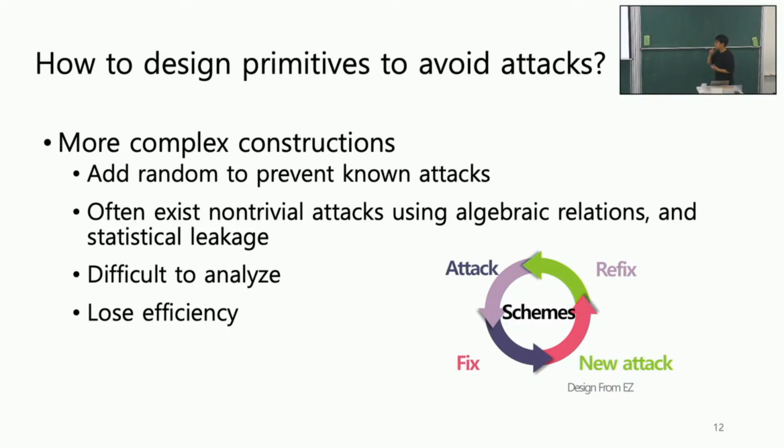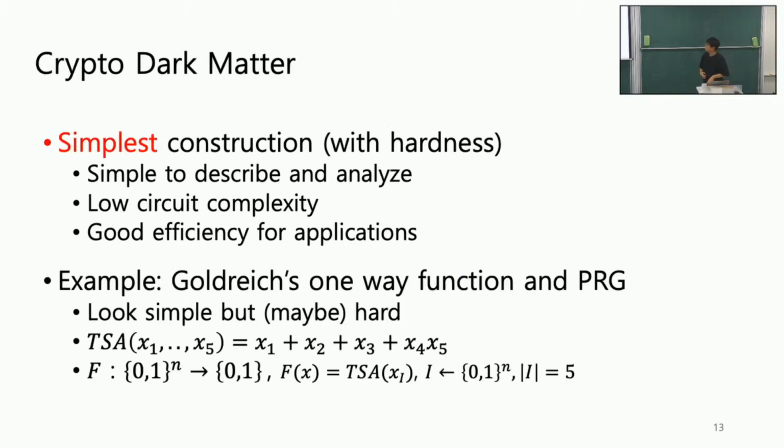However, sometimes there is a primitive with no proof and no attacks, since it is too complex. It also has low efficiency, so designers want simple constructions. The simplest construction is one of the crypto documentary, which means no one is exploring here.